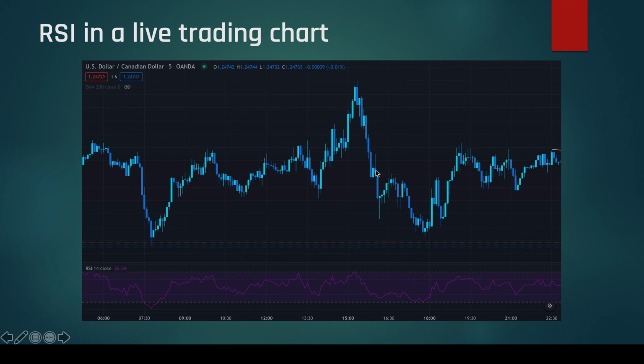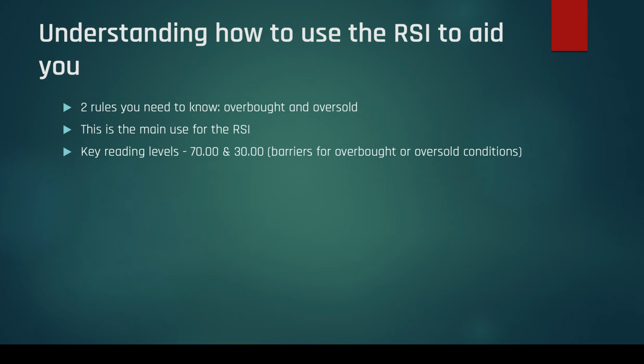So here's what the RSI looks like in a live trading chart. The RSI and price give similar readings. So if price is bearish, RSI is generally bearish. If price is bullish, so is the RSI. Generally speaking, this is the sort of directional bias that we're looking for as traders to give us some support and evidence to trade on, okay?